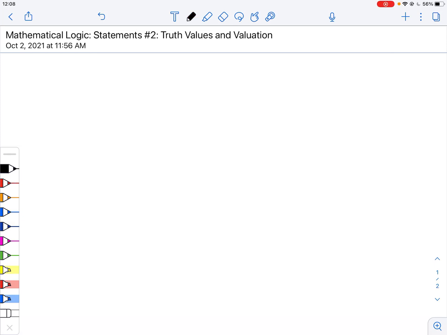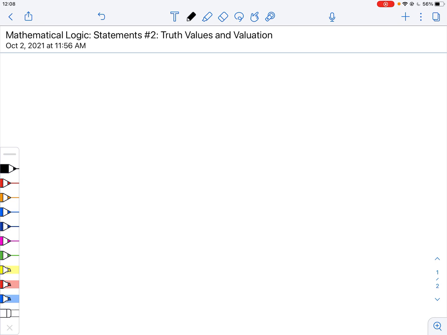In our previous video, we talked about the concept called statements, and we also gave the definition of statements. It is basically that a statement is a sentence that is either true or false. It cannot be both, and it cannot be neither.